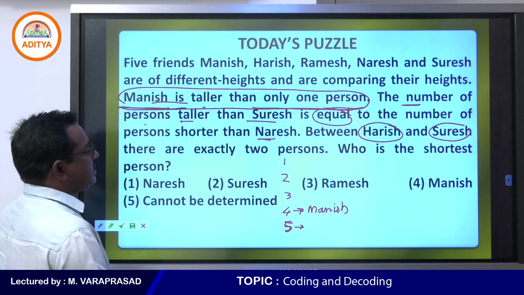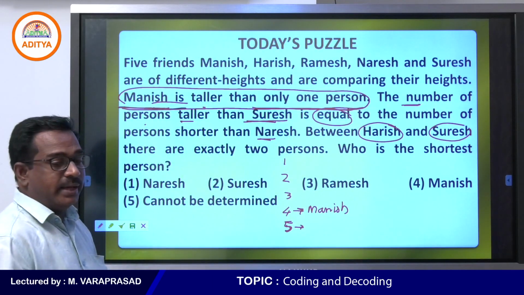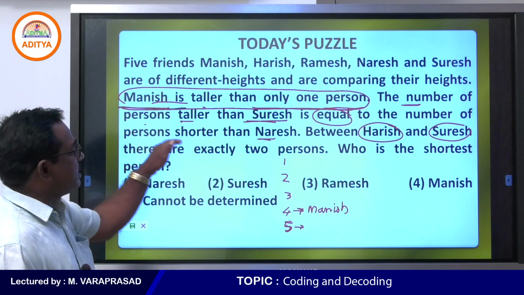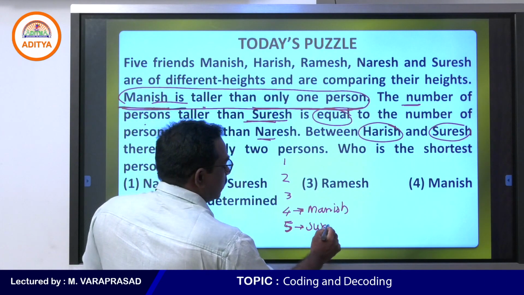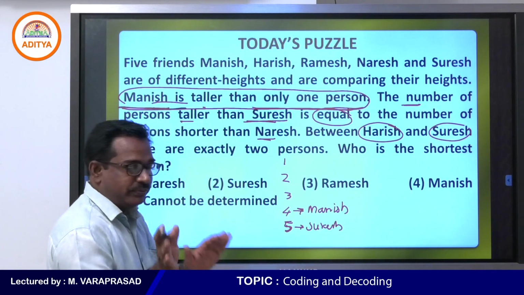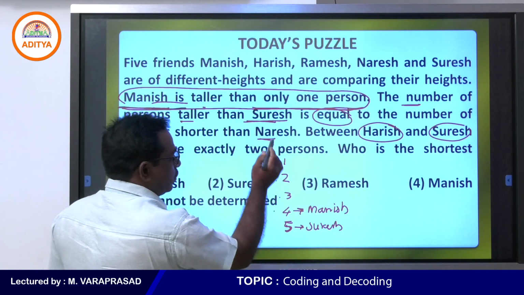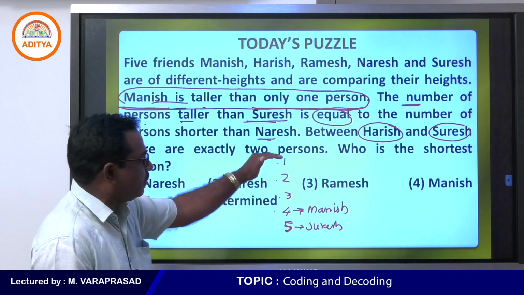The number of persons taller than Suresh is equal to the number of persons shorter than Naresh. Suppose if you take Suresh is here, assume that Suresh is 5th place. How many persons before Suresh is there? 1, 2, 3, 4 persons are there. So the number of persons taller than Suresh, 4 persons are there.